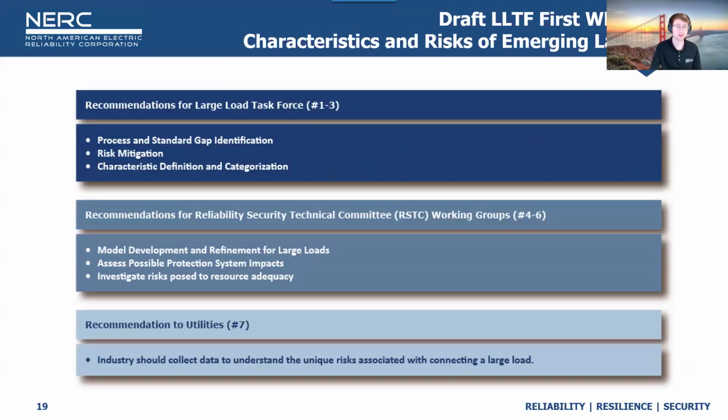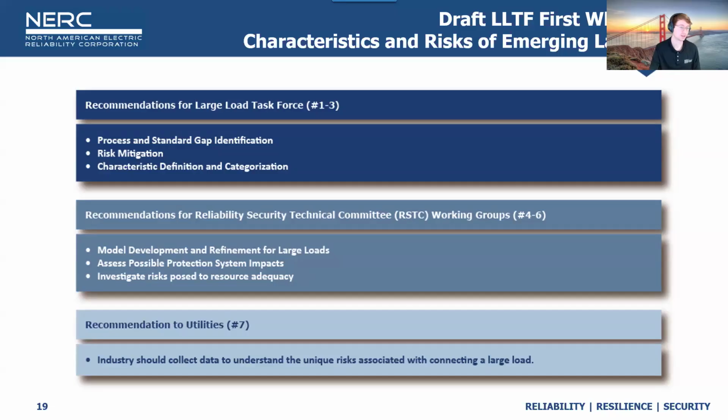So once again, I want to remind people that this is draft and the final version will come out in July. But these are some of the recommendations that we've put out so far in draft. And I can say most of these will stay the same, but some will be changed. First, we just want to recommend that we go ahead with the gap identification and risk mitigation, that those would be really critical steps in mitigating the risk from these large loads.